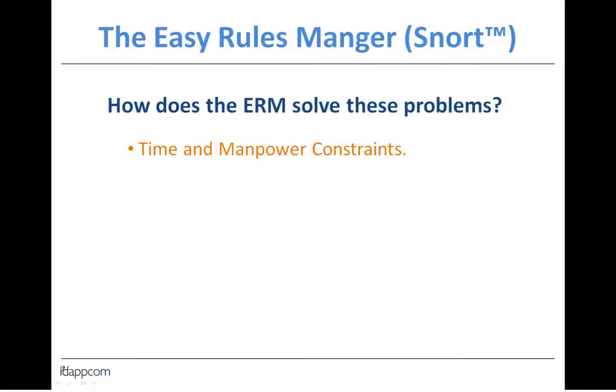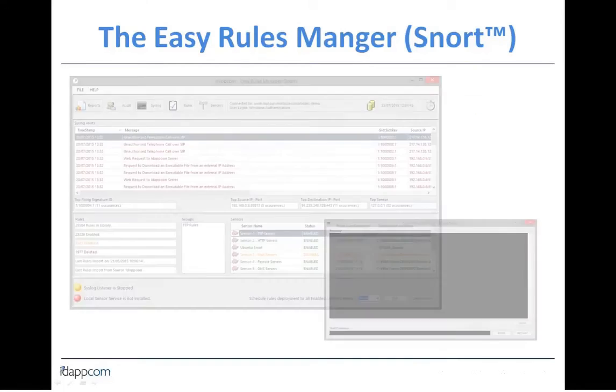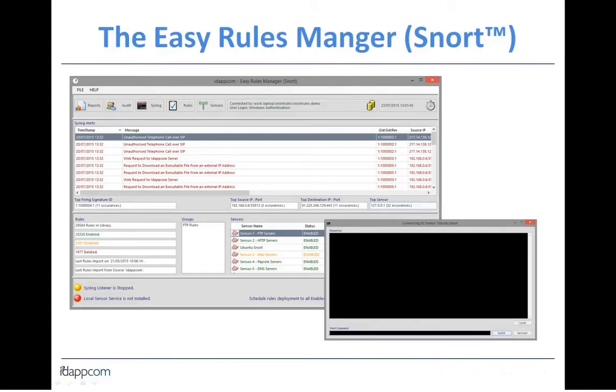Time and manpower constraints. The Easy Rules Manager is a Windows application written in VB.NET that combines many complex tasks into one place and presents them in an easy-to-use graphical user interface. The time and energy that was spent by your security manpower working with scripts, command line tools, and text files can now be used in a more constructive way. Your analysts can put more effort into researching the latest vulnerabilities and make more informed decisions about patching and rule deployments.